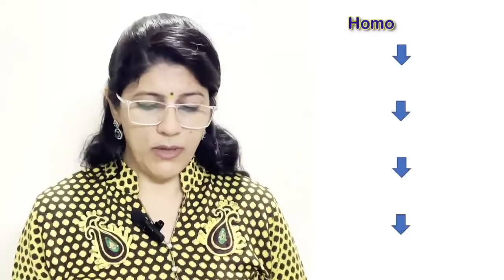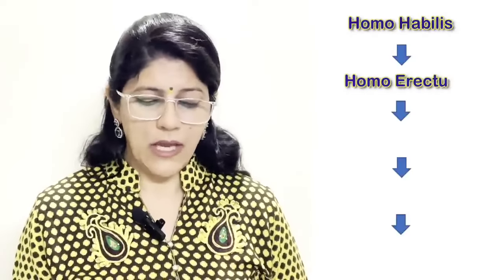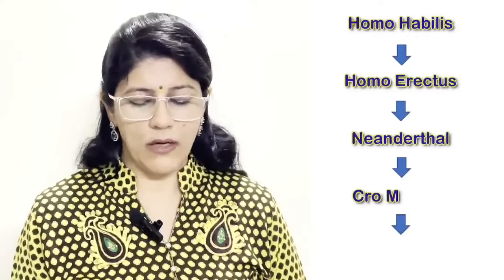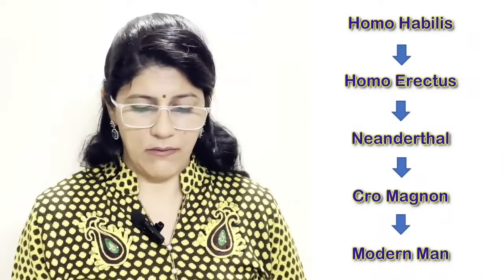Last is Neanderthals, Homo habilis, Homo erectus, Cro-Magnon or modern man. So starting with Homo habilis, Homo erectus, then Neanderthals, then Cro-Magnon and modern man.